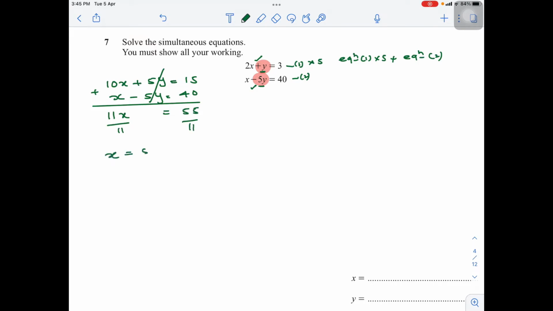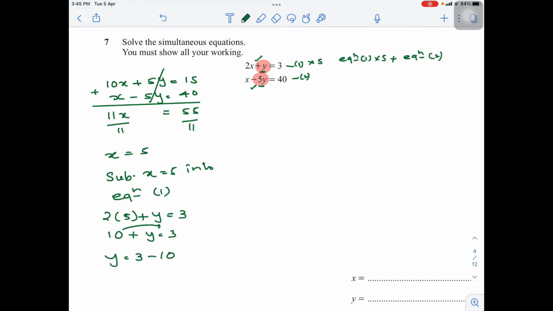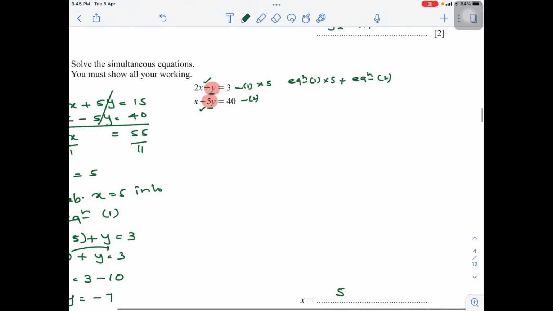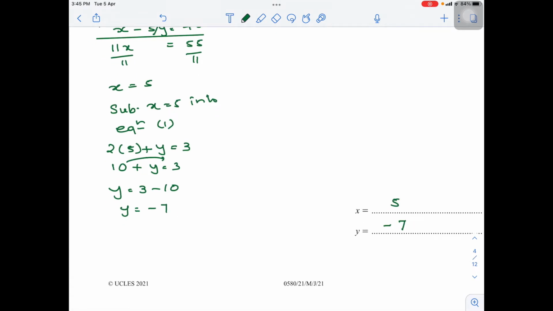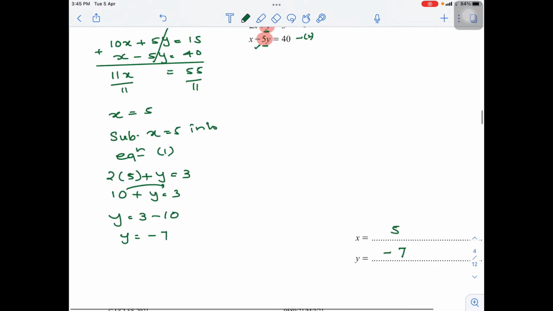So x is 5. Substitute x equals 5 into equation 1. 2 times 5 plus y is 3. So 10 plus y is 3. So y is 3 minus 10. Y is negative 7. X is 5 and y is negative 7. Let's try the next one.